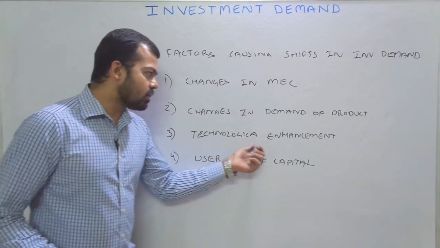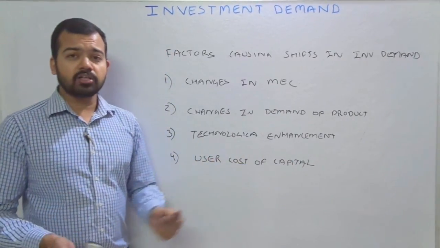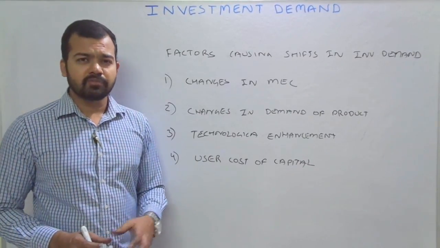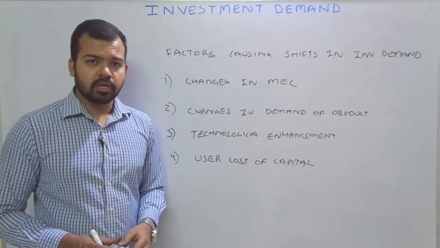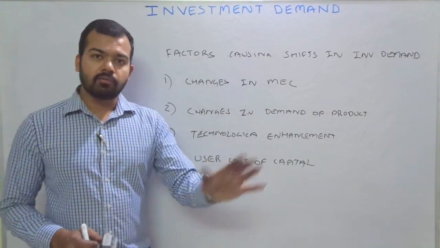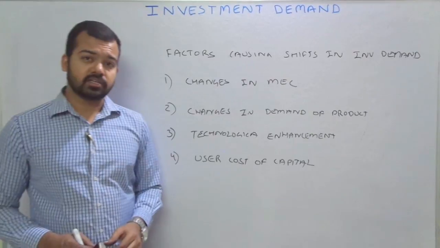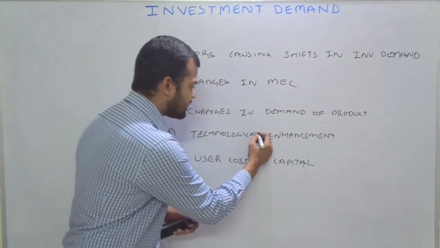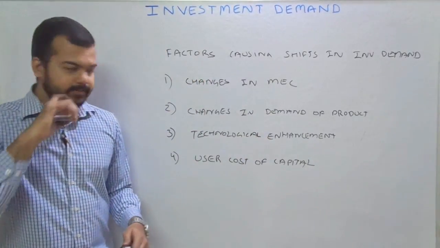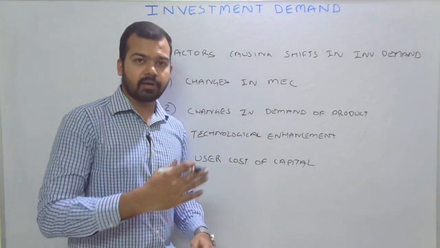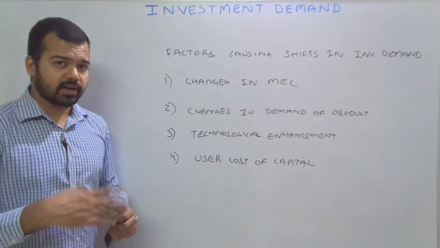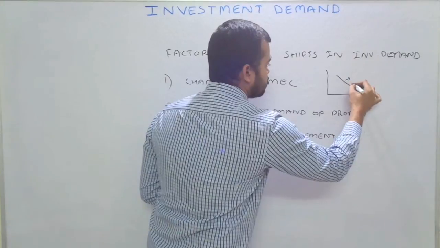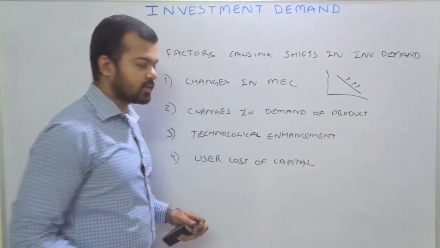The third one is technological enhancement. If some new technological innovation happens, for example at the turn of the 21st century, we invented the smartphone and mobile phones. That is why a lot of investment went towards the smartphone manufacturing industry. So technological enhancement led to a shift in the investment demand curve. In the telecom industry, the investment demand curve is shifting rightward. The investment demand curve will go outward if investment increases.